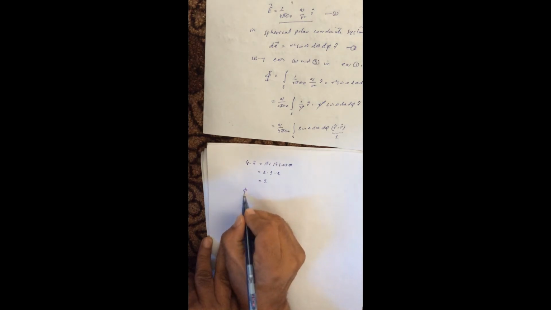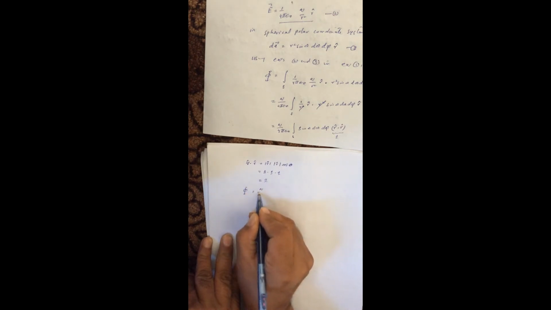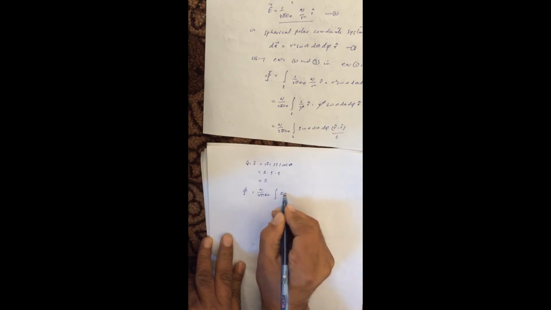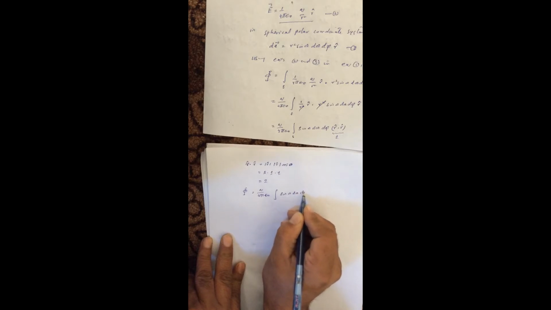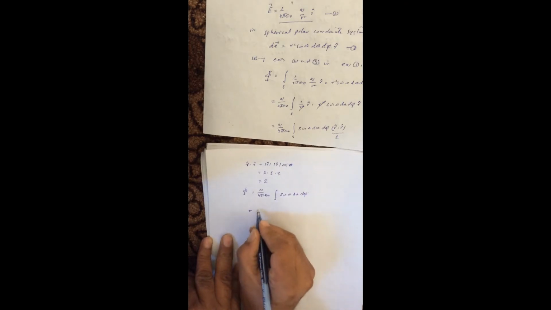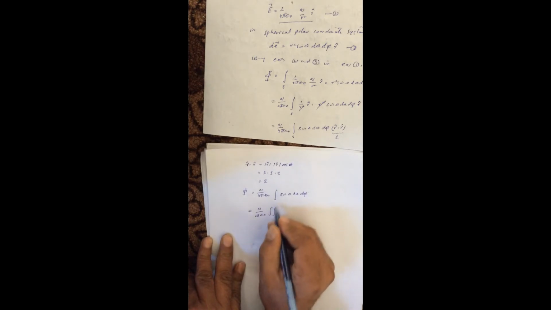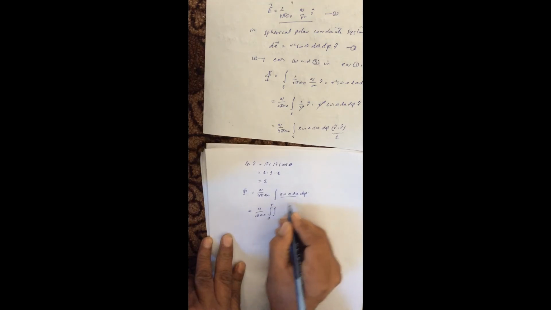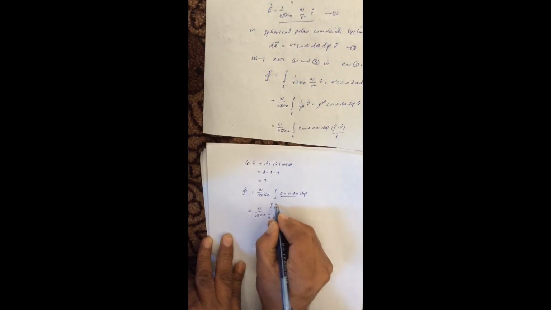So we have the flux phi equal to q over 4 pi epsilon naught into the integral of sine theta d theta d phi. And we know that in a spherical polar coordinate system we have this double integral. The limits of theta are from 0 to pi, and the limits of phi are from 0 to 2 pi.